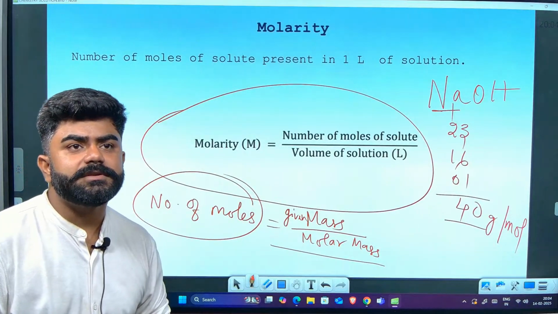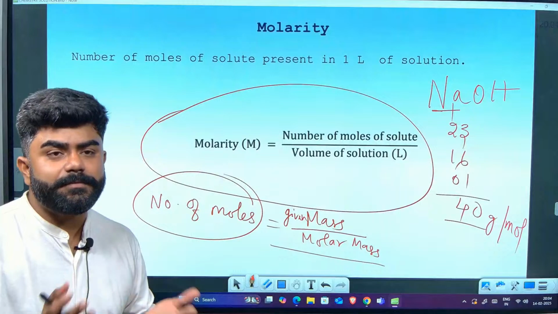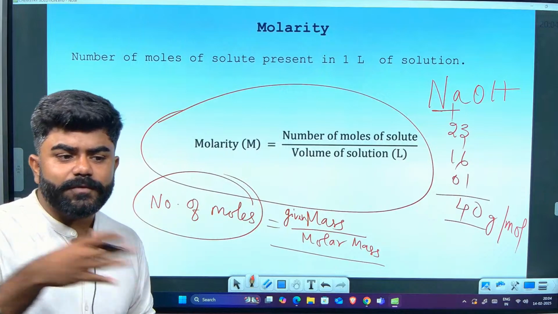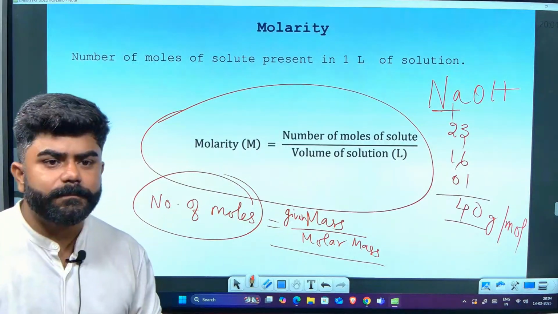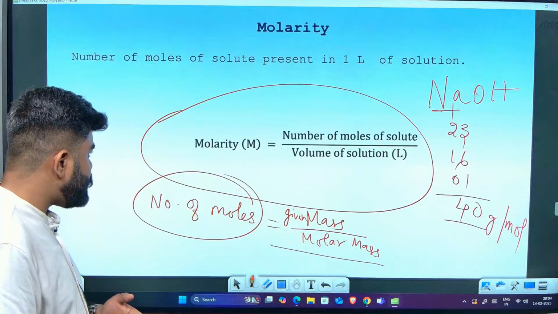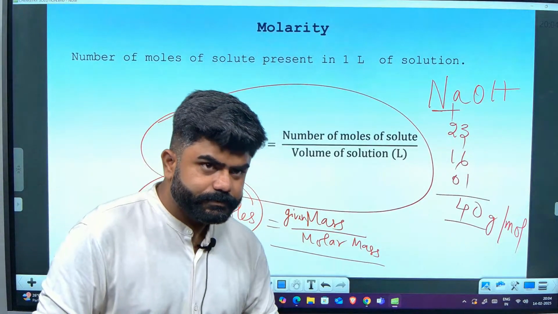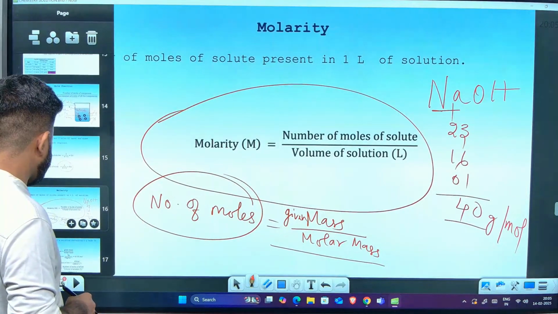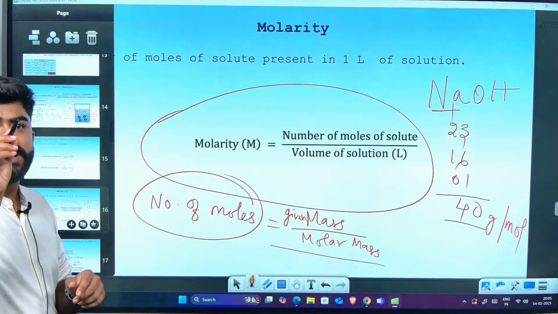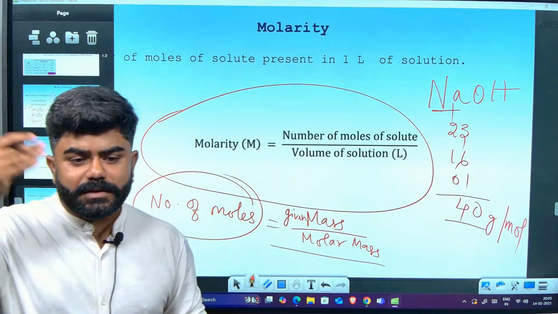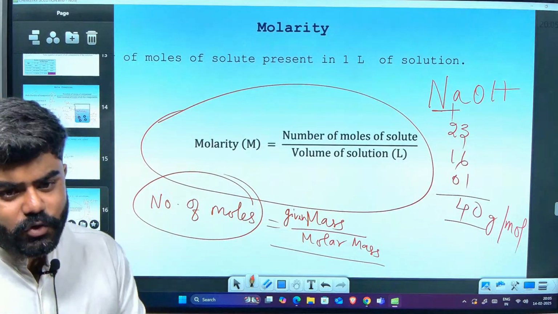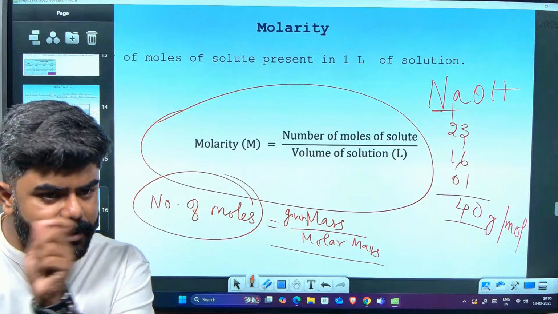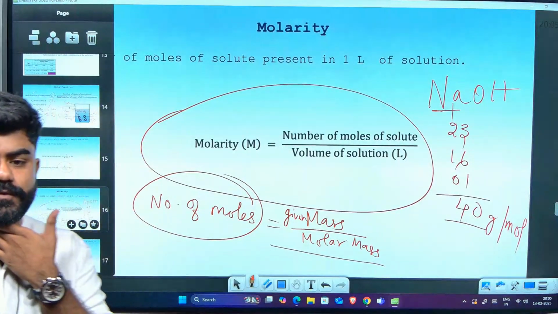How will you convert, children? 10 to the minus 3, sir. Sir, divide by 1000. Yes, divide by 1000. The value given in milliliter, divide by 1000, that's all. Do it and tell me the molarity. Sir, 0.26. Yeah, 0.278. Always after the decimal point I want you to take at least 3 digits. Only then will you get a value closer to the answer. Otherwise it will be very approximate. Take at least 3 digits after the decimal.